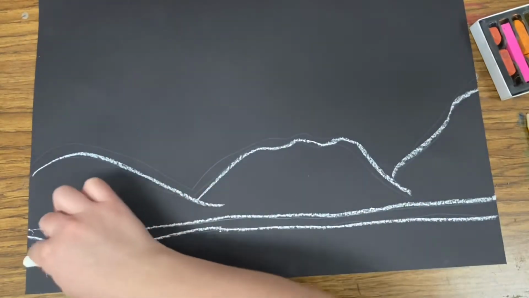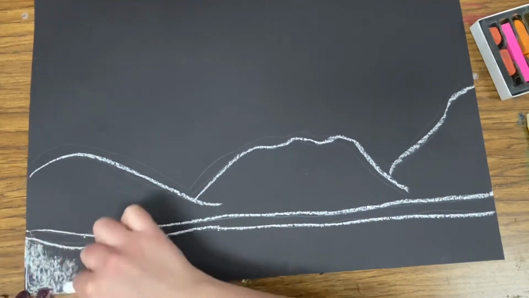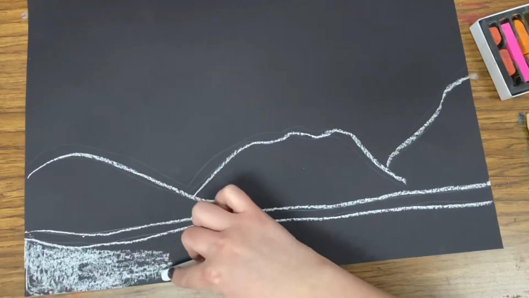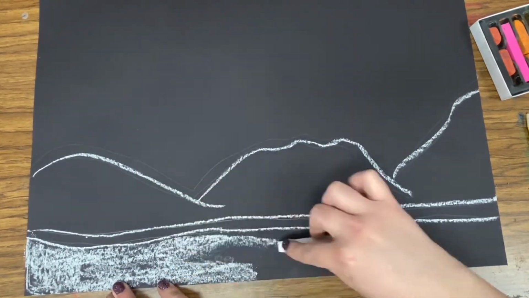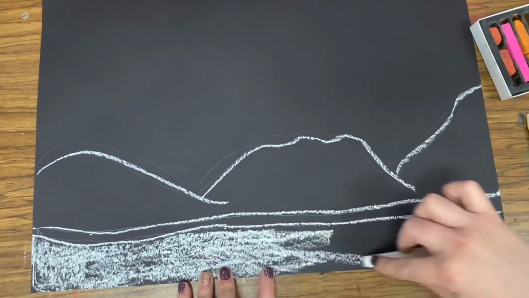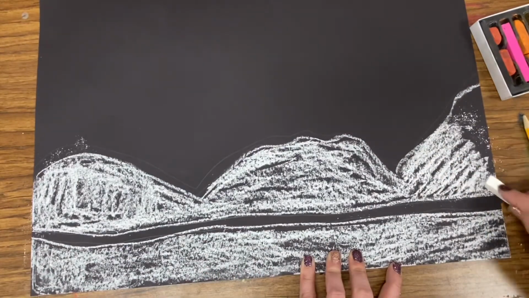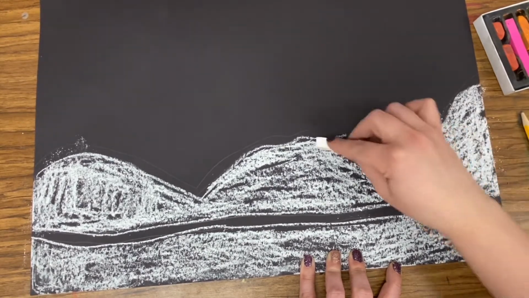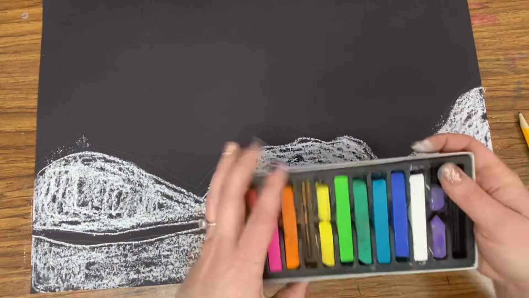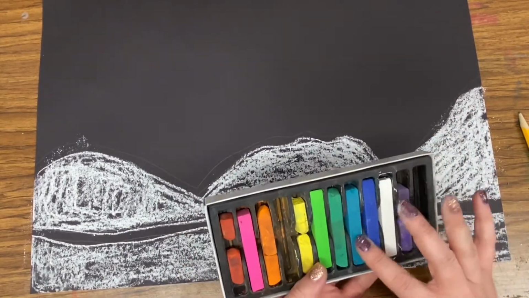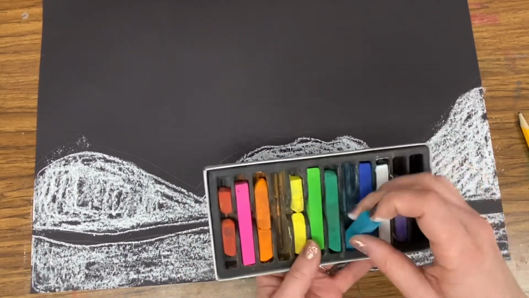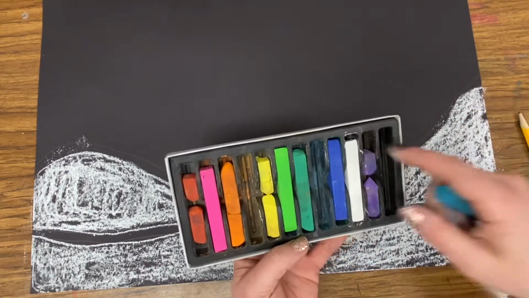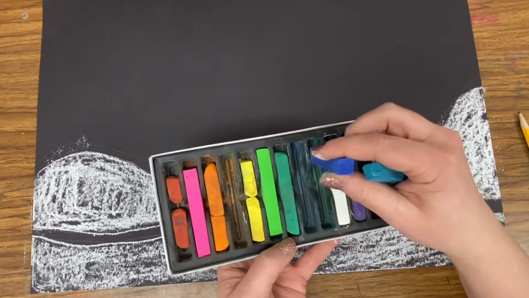Once you are finished tracing your lines, you'll use the side of your chalk or oil pastel to fill in the space. You're going to fill in the space at the bottom and then your mountains, trying to cover and fill in all of those black spaces. All right, now it's time to get some darker colors. So I'm thinking more like cool colors, maybe some blue or teal, purple, and maybe green.